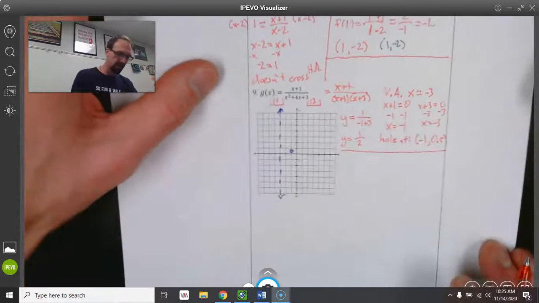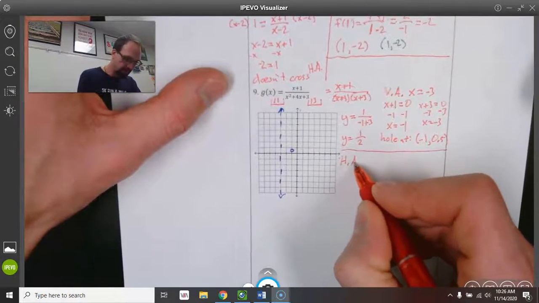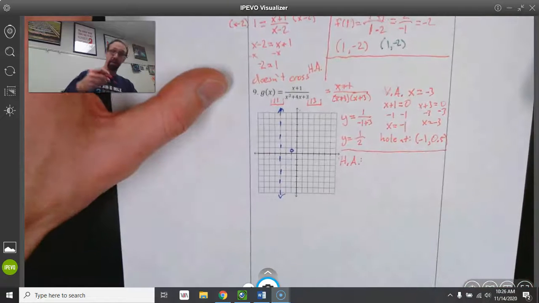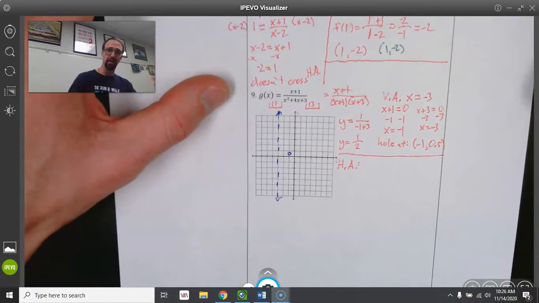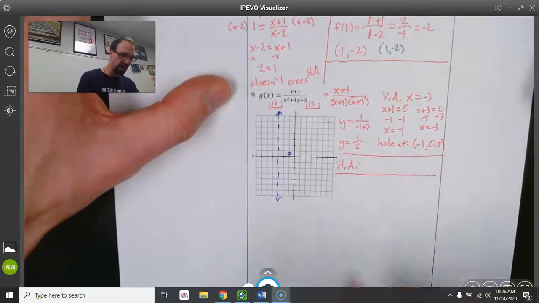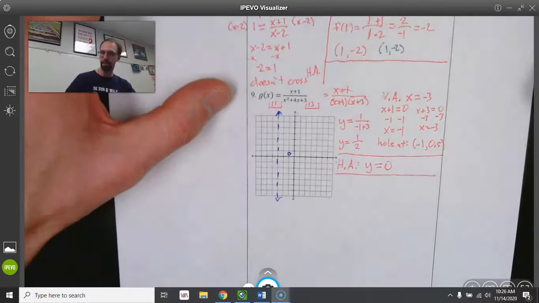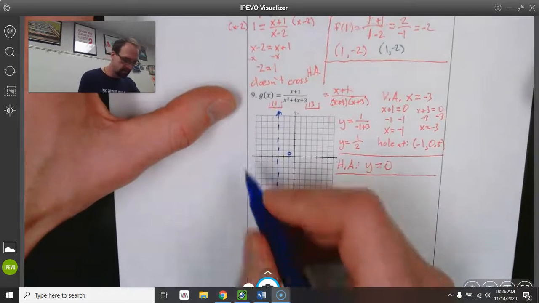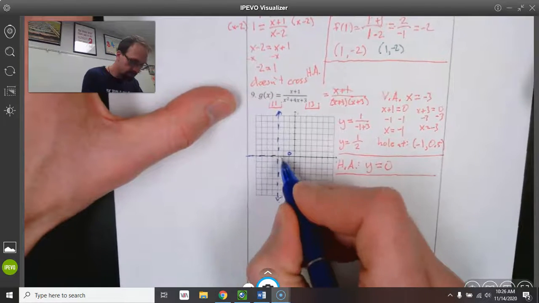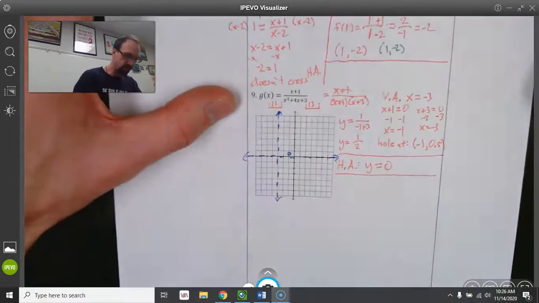Next thing I'm going to do is find the horizontal or the oblique asymptotes. So this is where I check for the degree. The degree of the numerator is 1, the degree of the denominator is 2, so the degree of the denominator is greater than the degree of the numerator. If that's the case, then you always have a horizontal asymptote at y equals 0. So there's my horizontal asymptote.